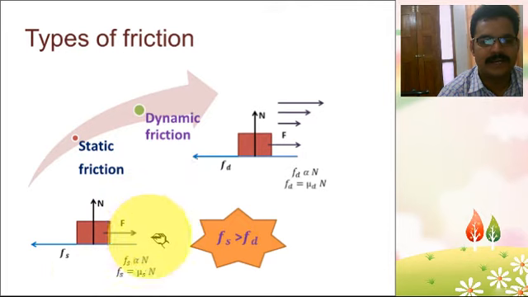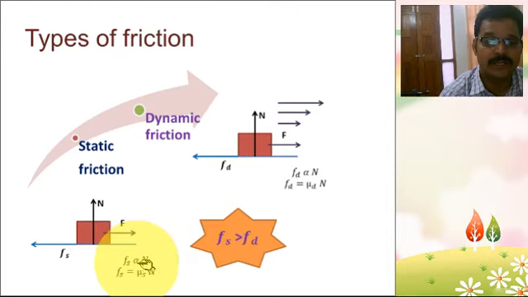Hence we understand that frictional force is directly proportional to the normal force, because as you know, normal force is exactly equal to the weight of the body. So the more the weight, the more the normal force, and the more the weight, the more the friction. Therefore friction is directly proportional to normal force. So static friction is directly proportional to normal force.